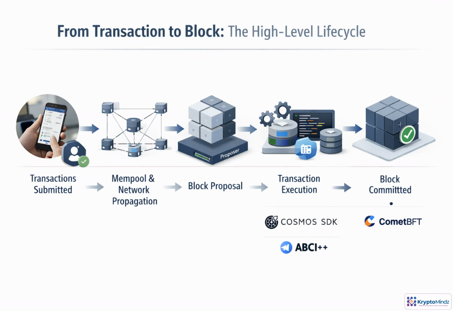Now let's follow a transaction through the system. It starts with a user's signature, then moves into a node's mempool. Gossip spreads it across peers, so validators see roughly the same pending work. When it is time to create a block, CometBFT selects a proposer, and that proposer packages transactions into a candidate block. The Cosmos SDK application validates and executes them. Once consensus finalizes the result, the new state is committed.